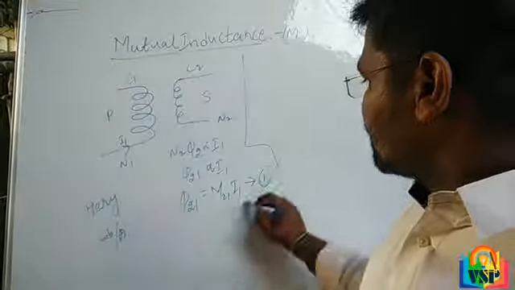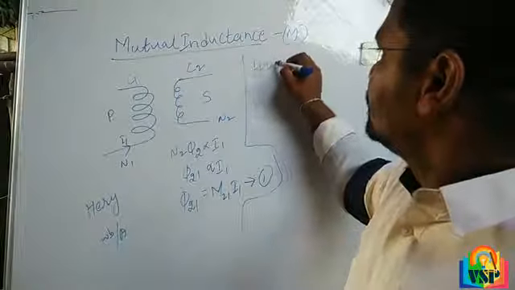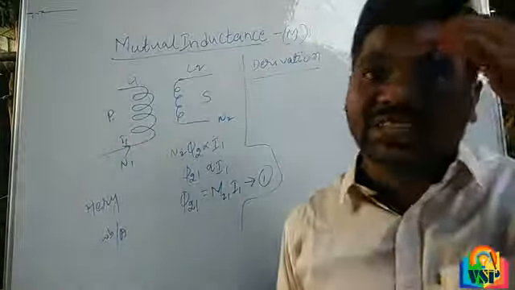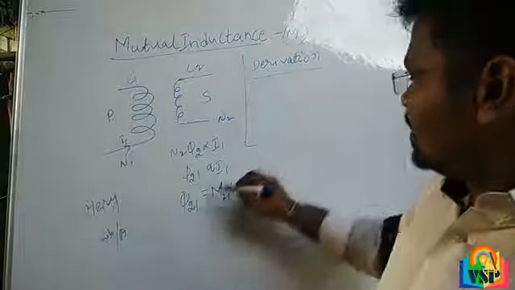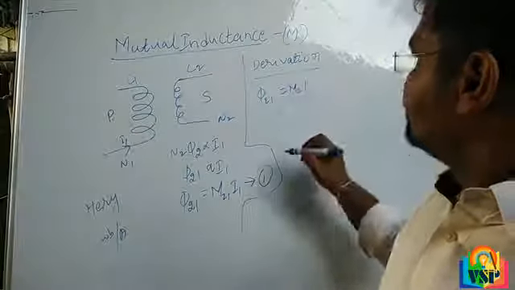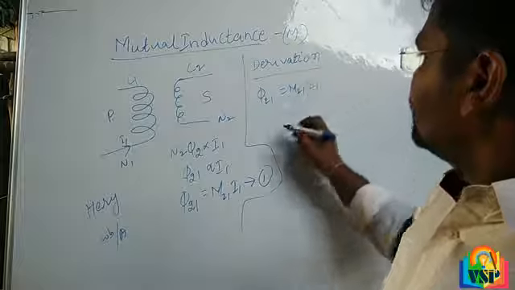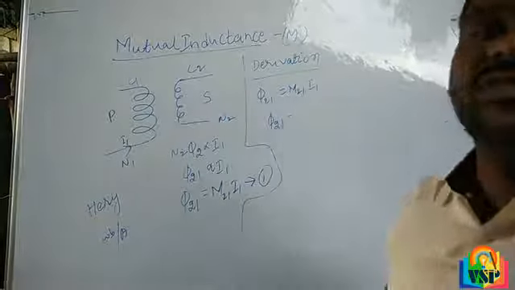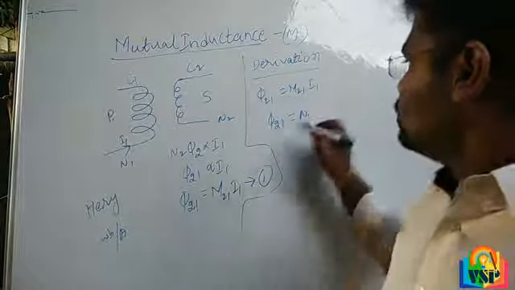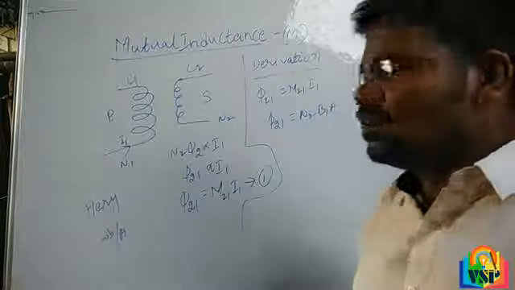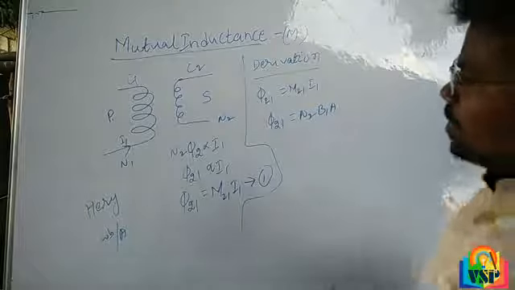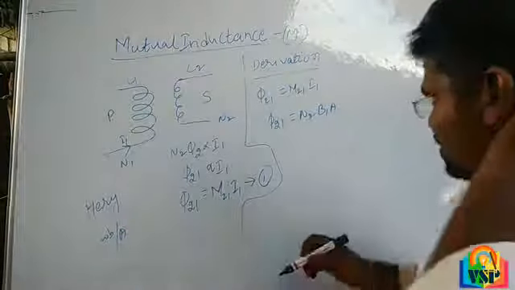Coming to the derivation. How we can get the final equation? So we know that flux, same equation. Flux 2 with respect to 1 is equal to M21 I1. Okay. Flux 2 with respect to 1 is equal to N2 B1 A. Number of turns in the secondary coil, magnetic field developed in the primary coil, and area.